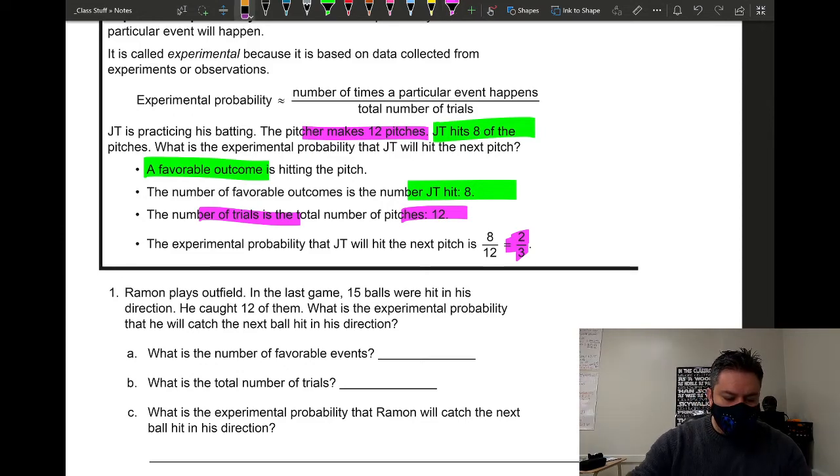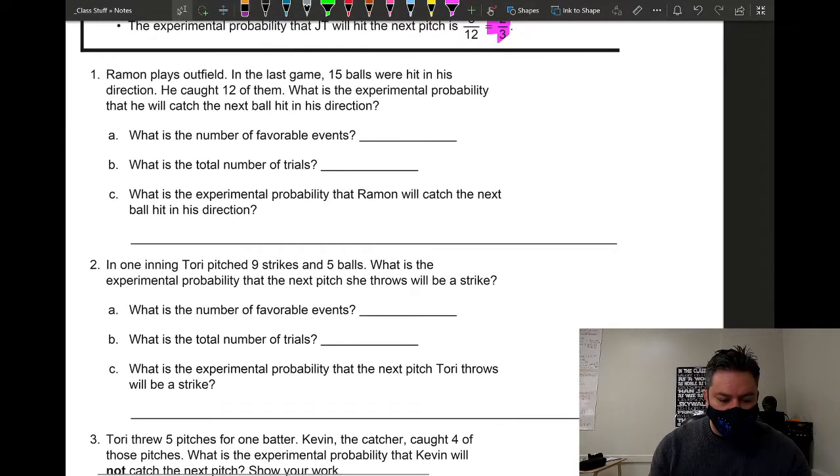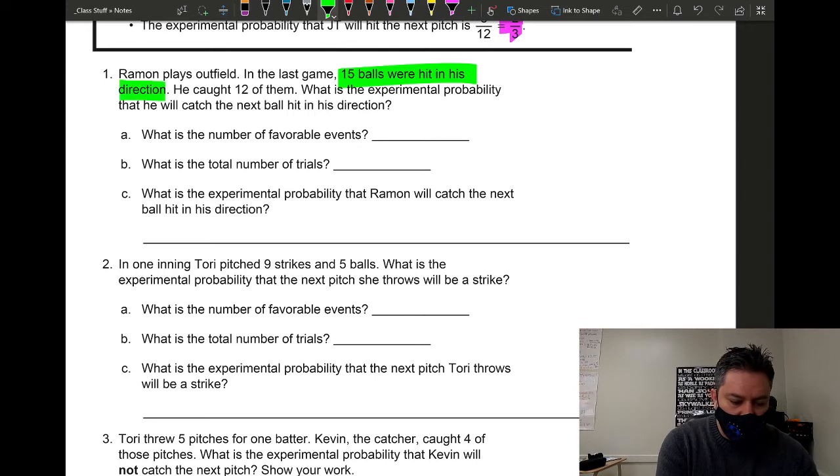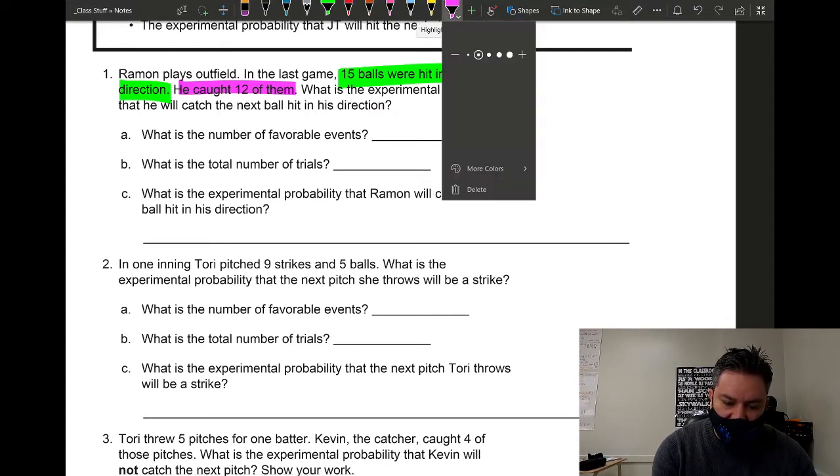Number 1, Ramon plays outfield. In the last game, 15 balls were hit his way. He caught 12 of them. What is the experimental probability that he will catch the next ball that is thrown in his direction?